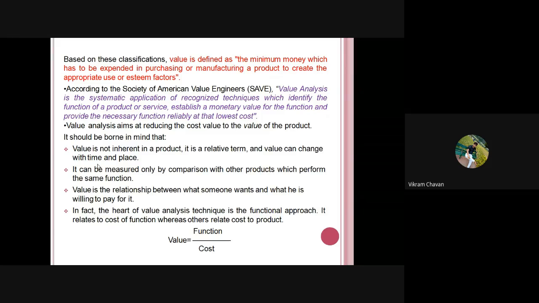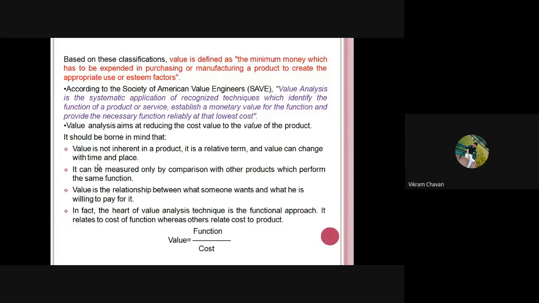Suppose you get a mobile having the same features as another company's mobile, but its cost is lesser. In that case, the customer will say that this mobile has high valuation, because it is a comparative statement between the two mobiles. Consider that the Apple mobile costs 50,000 and the Samsung mobile costs 20,000, and both have the same features and the same reliability.